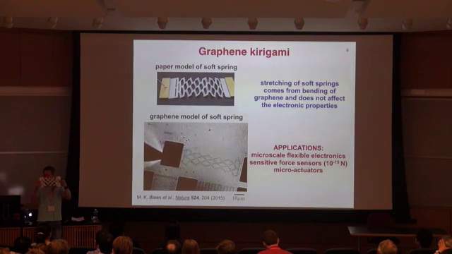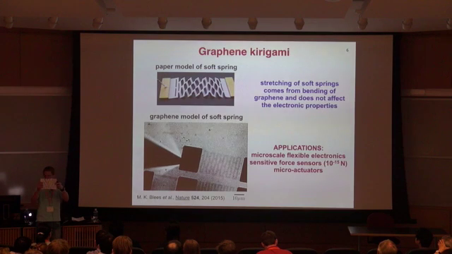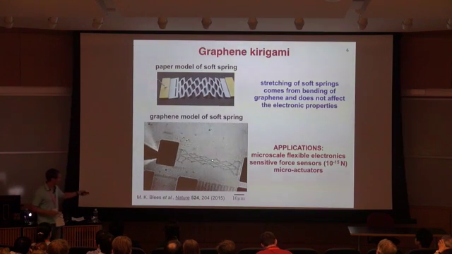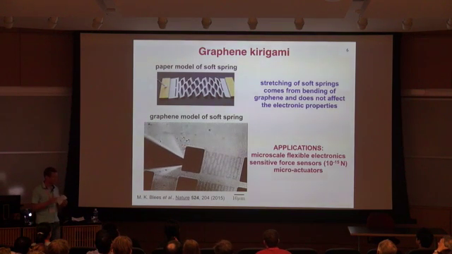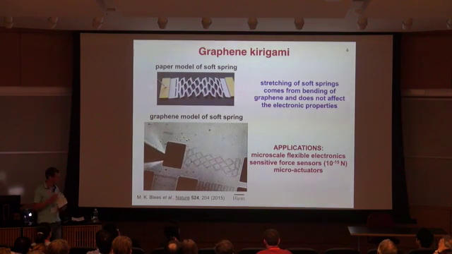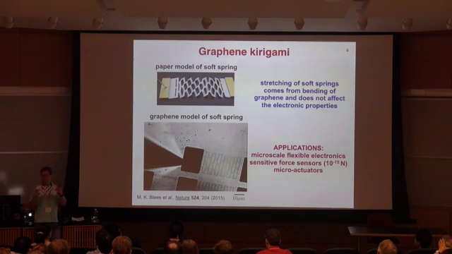And the reason why this spring is very easy to stretch is because I'm not really stretching material, I'm just locally bending it and twisting it. And you can do the same thing with graphene at the microscale. What is cool about it, what they showed in this paper, is that once you're stretching these soft springs, you're not really affecting electronic properties.